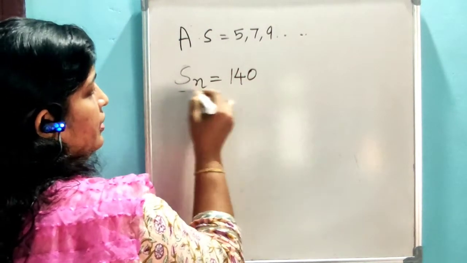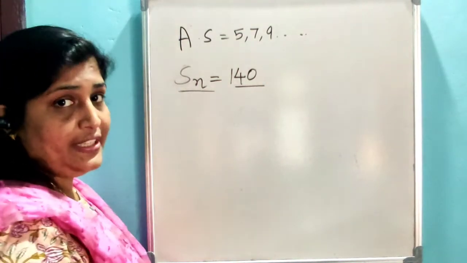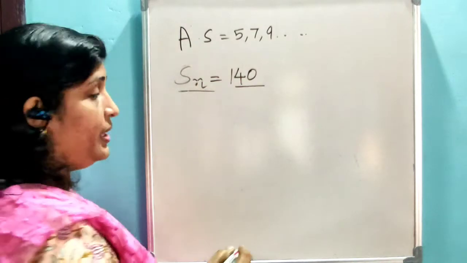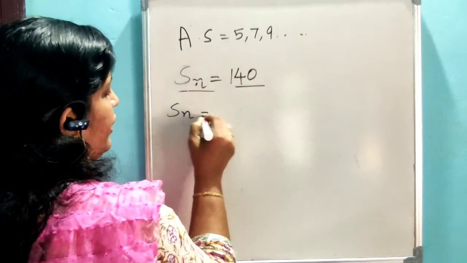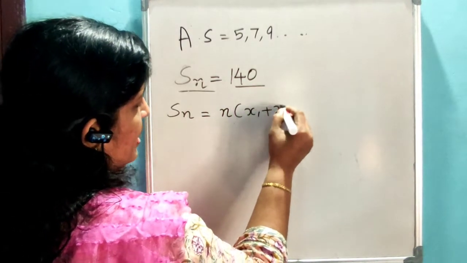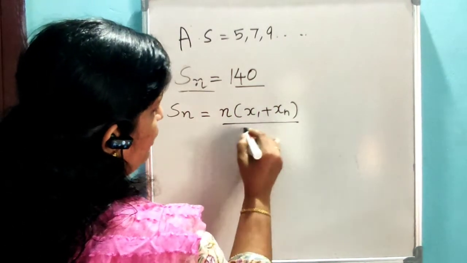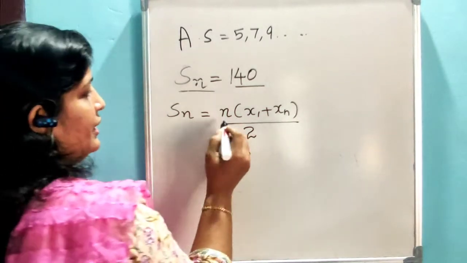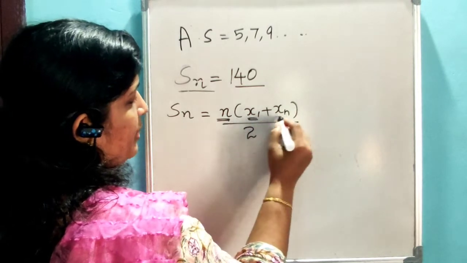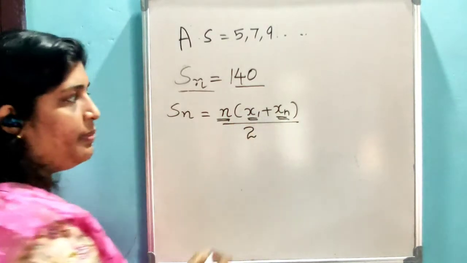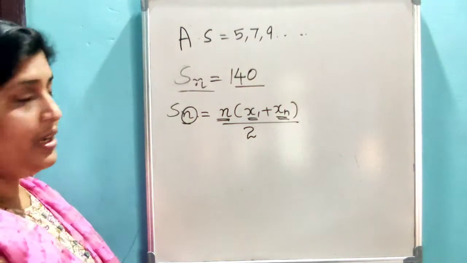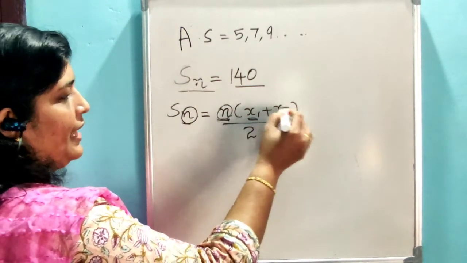Then what is Sn? How do we find Sn? What is the formula to find the sum of n terms of an arithmetic sequence? The sum of n terms of an arithmetic sequence is n into x1 plus xn by 2. That is, number of terms into first term plus last term, divided by 2. Here we need to find this n.